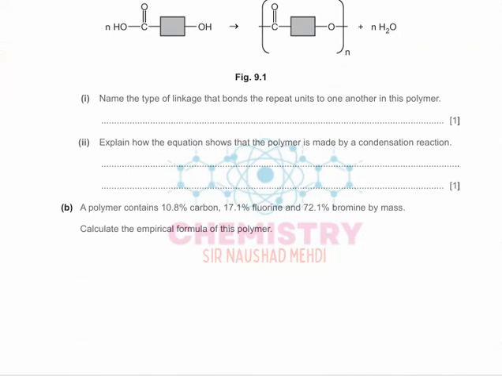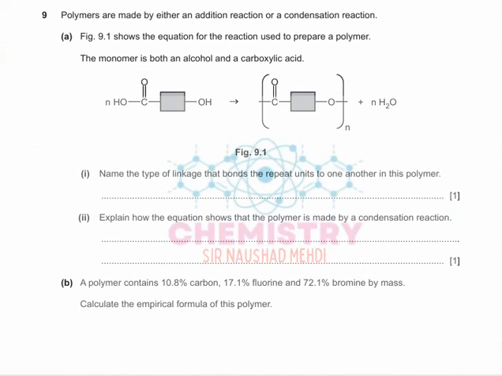Alright, now coming on to this question. In this question it is saying, name the type of linkage that bonds the repeating units to one another in this polymer. Now if you look at the linkage, right, this question is related to polymerization. So they are asking you to name the linkage that bonds the repeating units to one another in this polymer. So this is your monomer which is repeating n times, right?